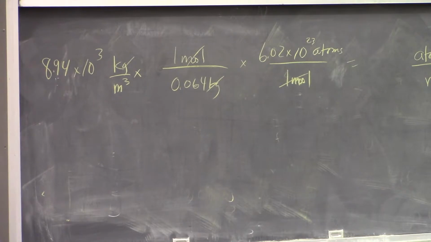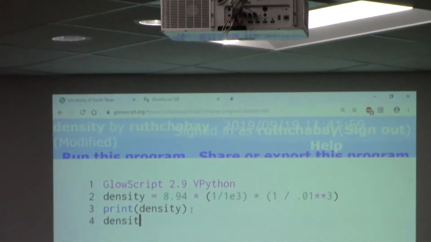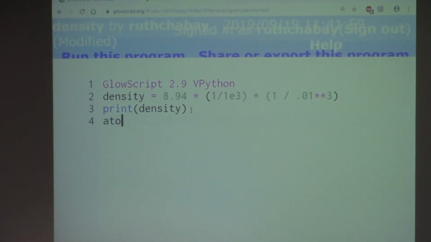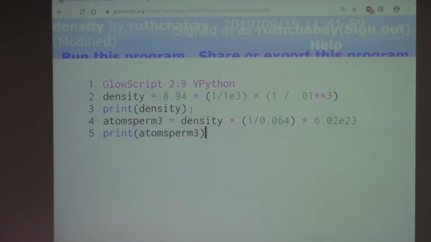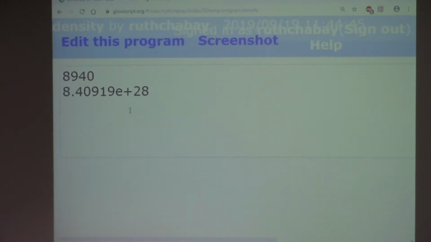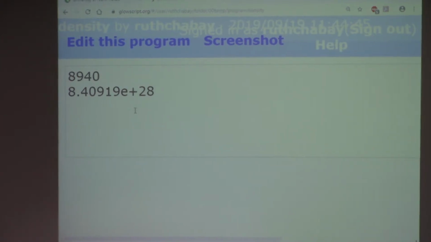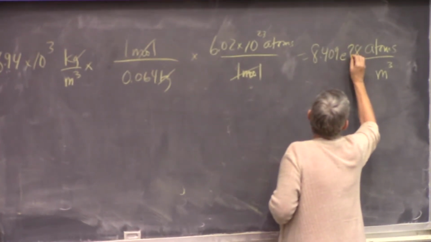So let's do that. We have density times, okay, so atoms per meter cubed is density times 1 divided by 0.064 times 6.02 times 10 to the 23rd. So we get 8.4 times 10 to the 28.